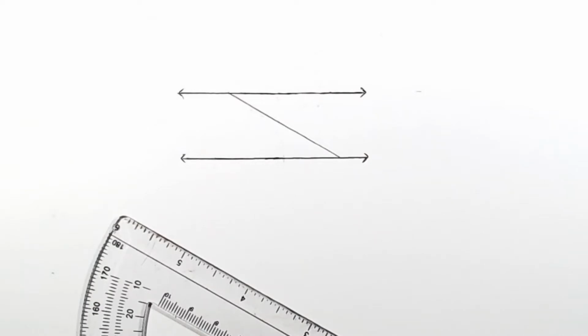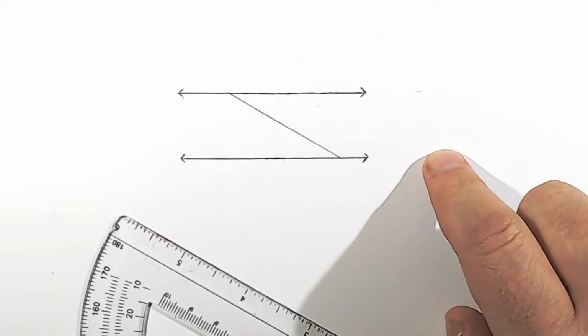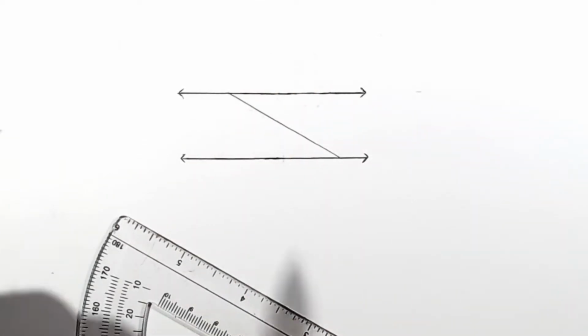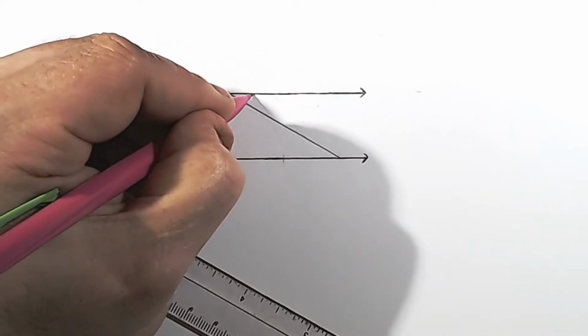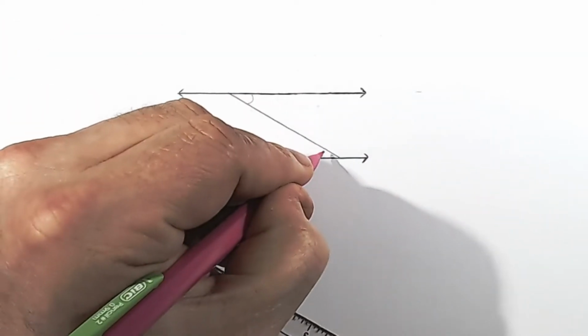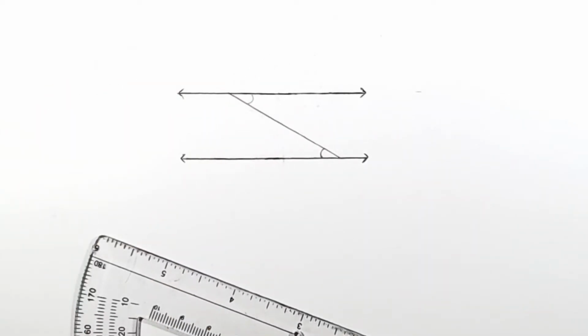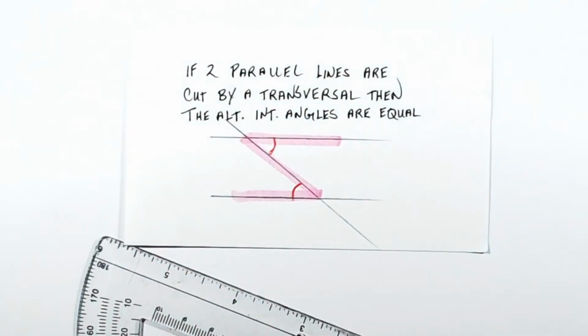And there is a rule or a theorem in geometry called the alternate interior angles theorem that says that these angles right here, this angle here, and this angle here, are equal to one another. That's called the alternate interior angles theorem. If 2 parallel lines are cut by a transversal, then the alternate interior angles are equal.